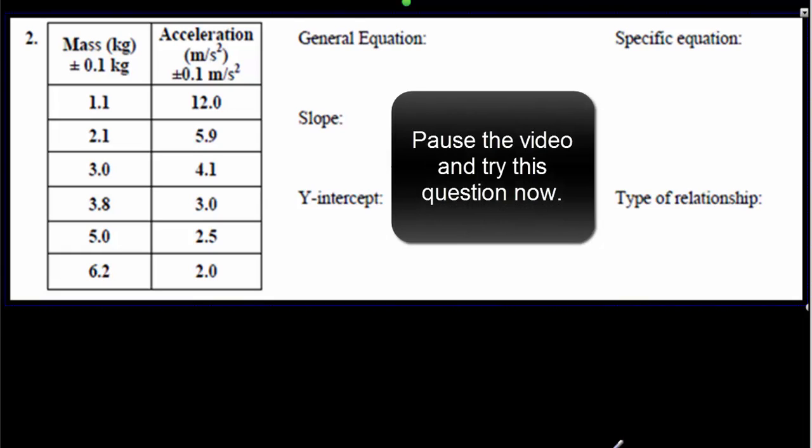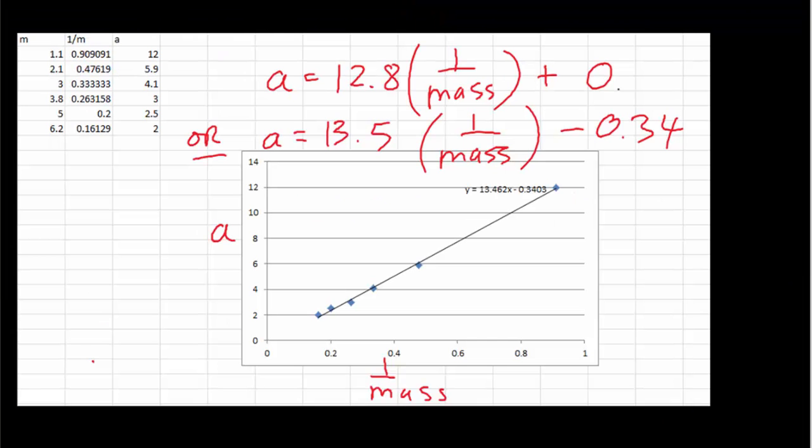Here's the second example. Pause the video, try the question, come back for the answer. Here's the solution. Notice here that the data seems to be going through the origin, so you might anchor your data to the origin. If you didn't do that, your y-intercept should be slightly negative.